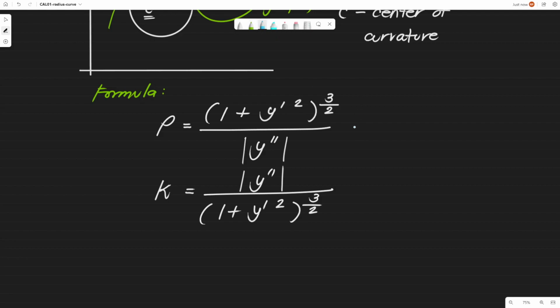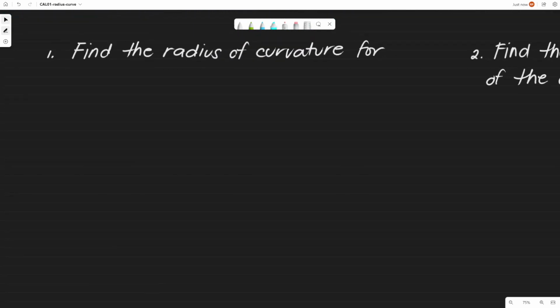We have the curvature, or rather the rho. The radius is the reciprocal of the curvature. So if we exchange this, the curvature is also equivalent to the reciprocal of rho. Hence, the curvature is equivalent to the formula: the absolute value of y double prime over the quantity of 1 plus y prime squared, raised to 3 over 2. So those are the two formulas we need to remember when dealing with radius of curvature.